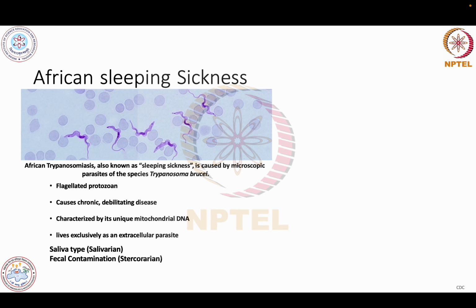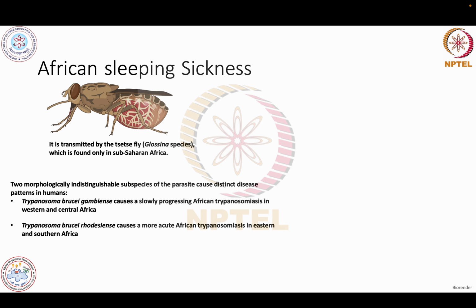These are salivarian, transmitted by saliva, or stercorarian, by fecal contamination. African sleeping sickness is transmitted by the tsetse fly or Glossina species, which is found only in sub-Saharan Africa. Two morphologically indistinguishable subspecies of the parasite cause distinct disease patterns in humans. Trypanosoma brucei gambiense causes a slowly progressing African trypanosomiasis in Western and Central Africa. Trypanosoma brucei rhodesiense causes a more acute African trypanosomiasis in Eastern and Southern Africa.